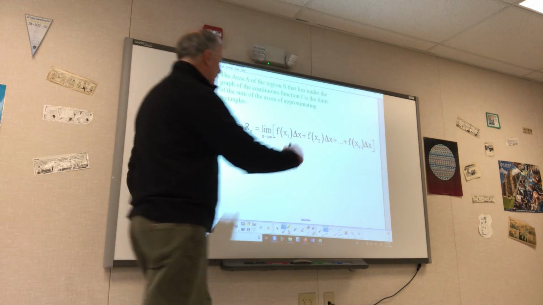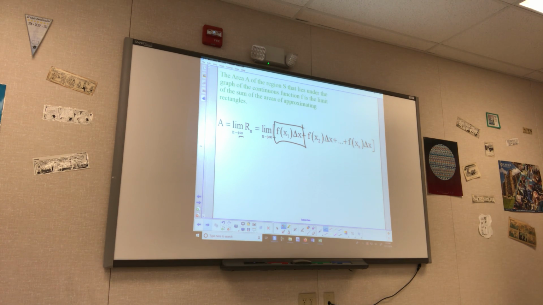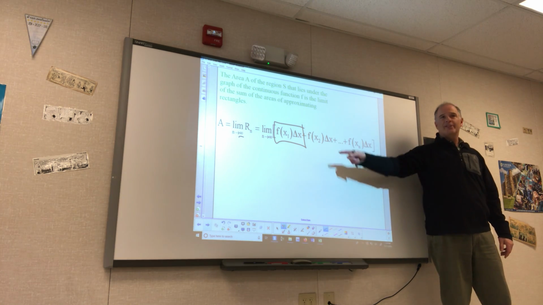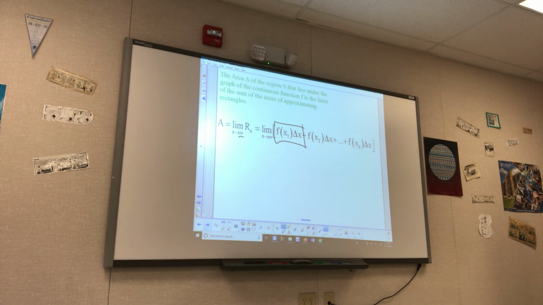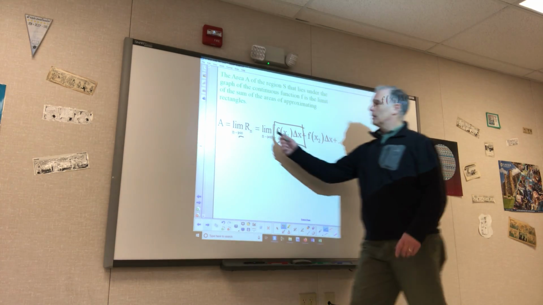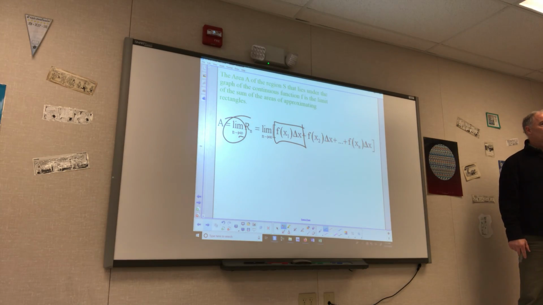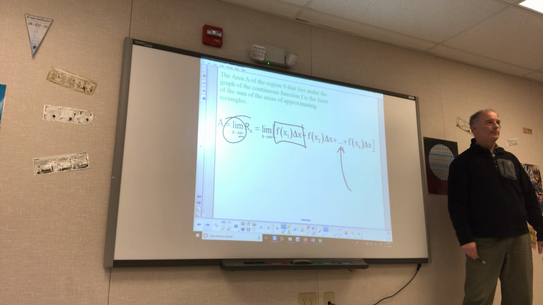And what's going on in here is just a multiplication problem: f of x times delta x. Delta x is the width of the rectangle, f of x is the height of the rectangle. That's day 2 of geometry. How do you find the area of a rectangle? What makes this a calculus problem is this notation of limit, from the conceptual stuff we've done with how you find a limit.